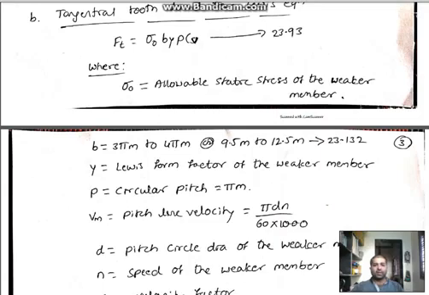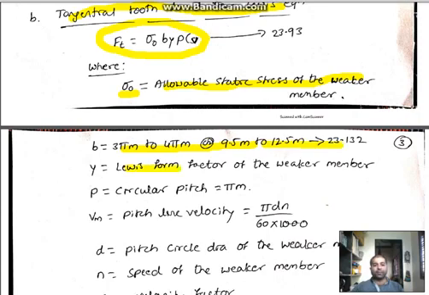Second step, tangential tooth load from Lewis equation. The tangential tooth load from Lewis equation is given here. In this equation, where sigma naught is the allowable stress of the weaker member, B is the face width, that range is in between 9.5 moduli to 12.5 moduli. Y is the Lewis form factor of the weaker member. P is the circular pitch.